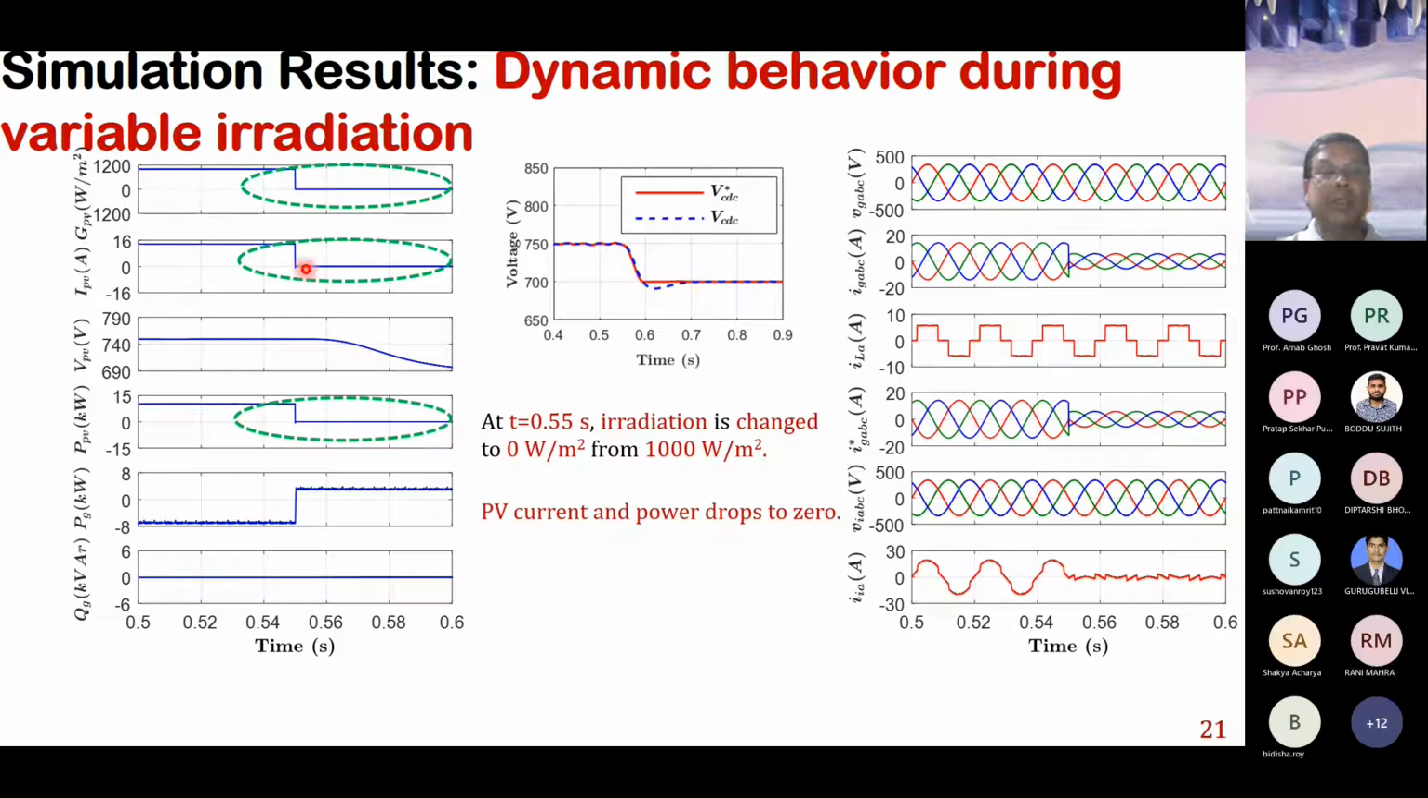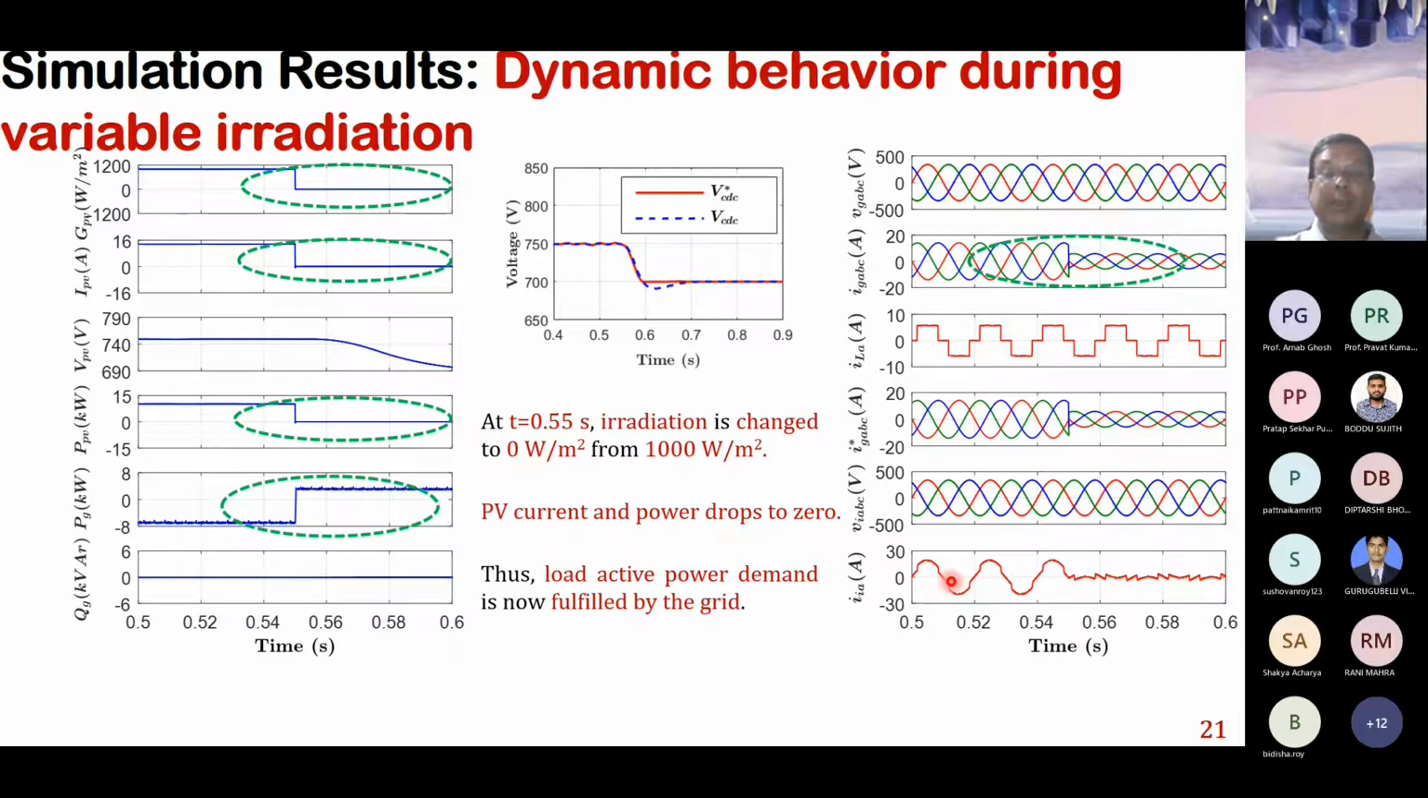Therefore, this is the irradiance, this is the PV current, and this is the voltage, and the PV power has dropped down. Then this is the grid current, this is the grid power, and this is the reactive power. The PV current, as you see, has dropped down to 0, and the load active power demand is now fulfilled by the grid. So now the PV is not able to supply the power needed by the load, and the grid is supplying the power to the load.